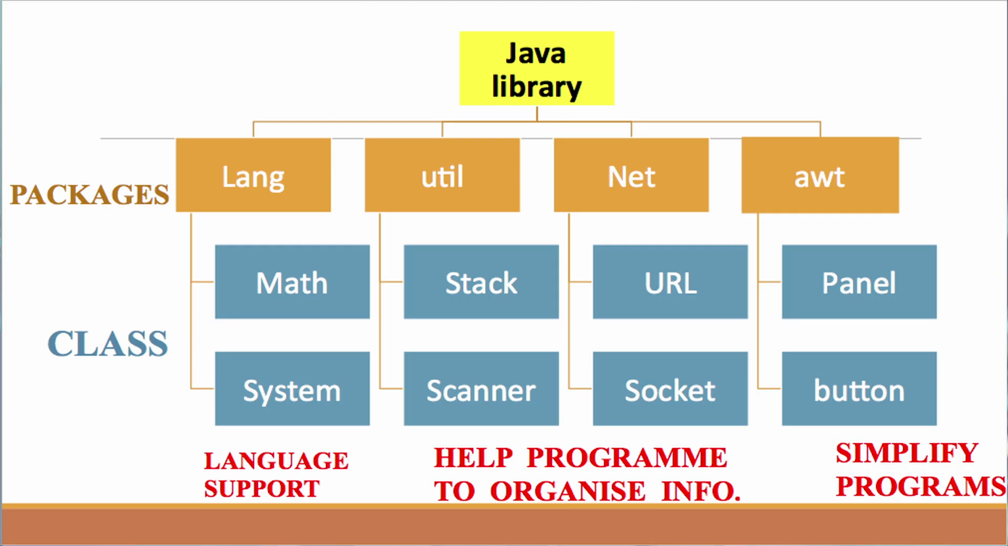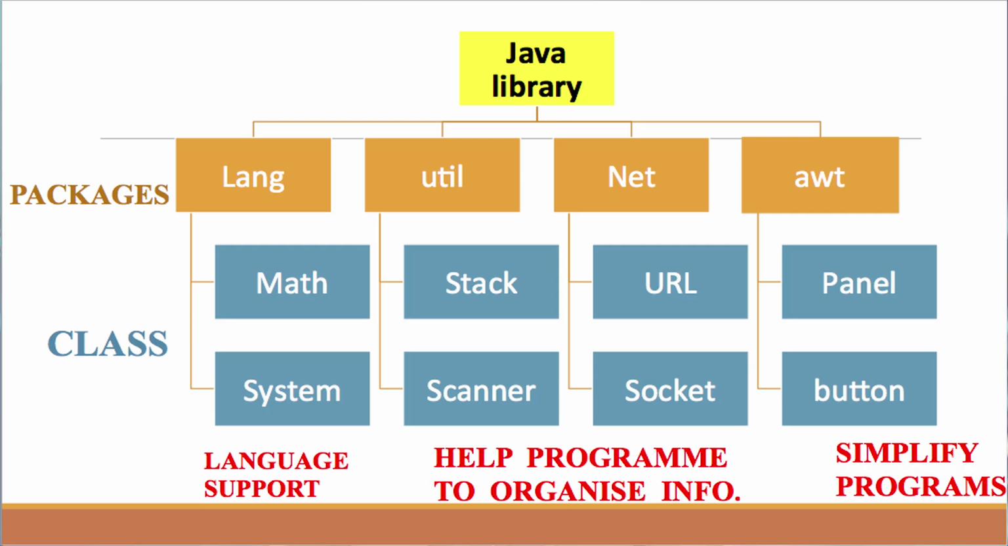Suppose we have to do mathematical functions, then we will use lang.math. So we have to write import java.lang.math before starting the program, in the first line of the program. Suppose we have to do some stack related operation, then we will use util: import java.util.stack. And suppose we have some networking related problem, then we can use import java.net.url.